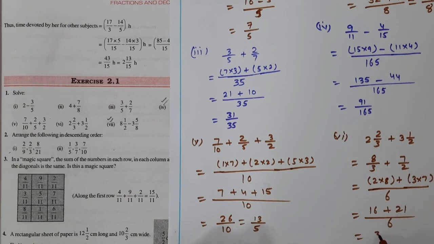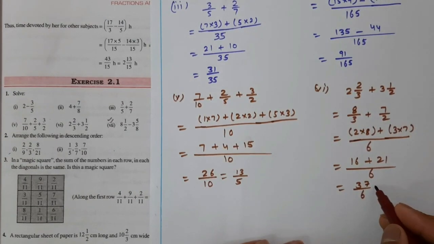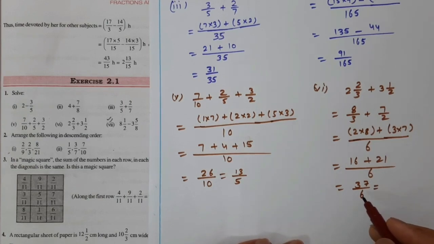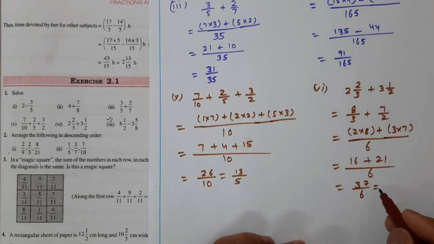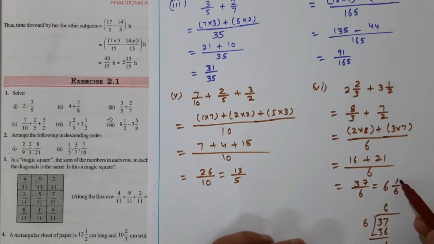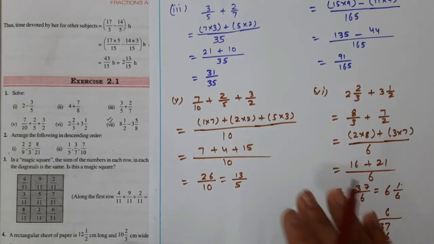Here, 37 upon 6. 37 upon 6 we can write as a mixed fraction. So 37 divided by 6 gives 6 and 1 upon 6. How? 37, 6 times 6 is 36, remainder 1. So here 6 is the quotient, 1 is the remainder and 6 is the divisor. So 37 upon 6 is equal to 6 and 1 upon 6.